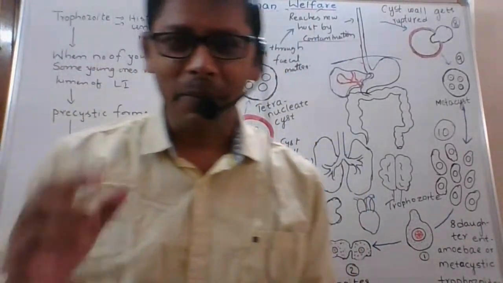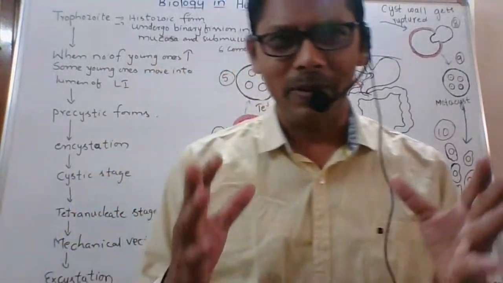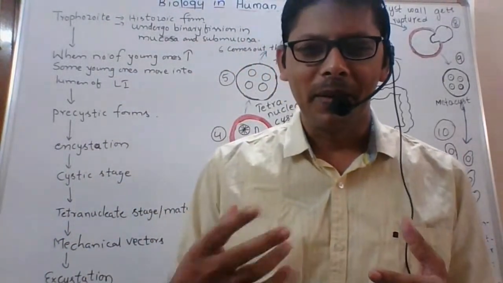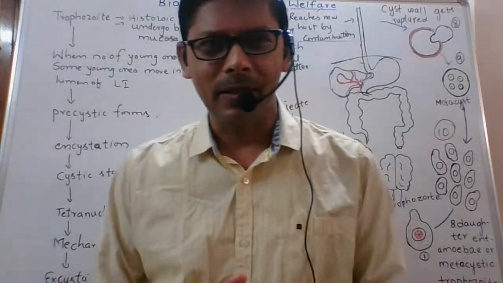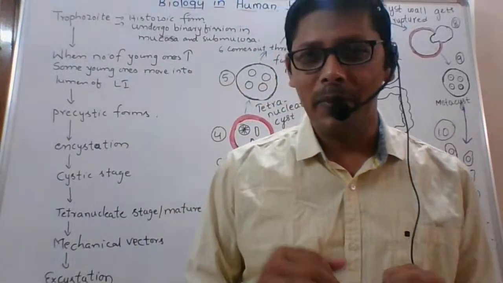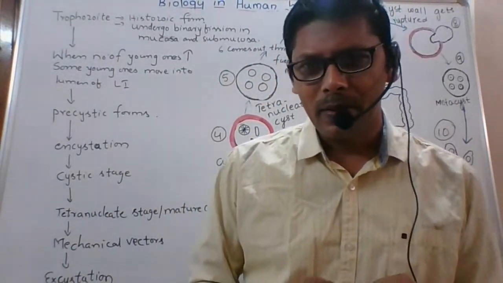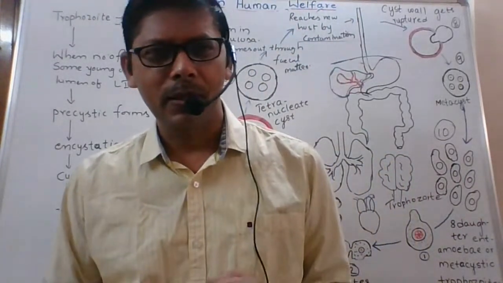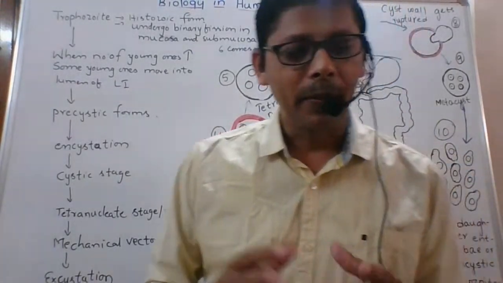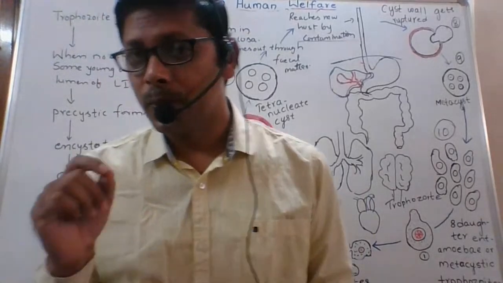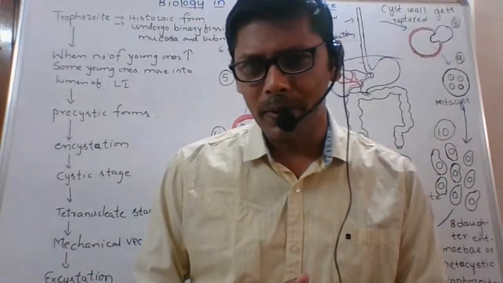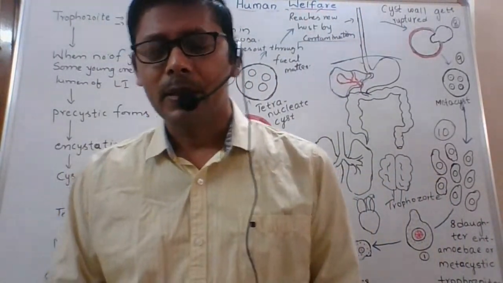Let's get started. As usual, every day our session begins with asking some questions from the previous day, so we can remember what happened in yesterday's class. There are three stages in the life history of Entamoeba histolytica: trophozoite stage, precystic stage, and cystic stage. Entamoeba histolytica belongs to the phylum Protozoa, subphylum Sarcomastigophora, and class Rhizopodea.